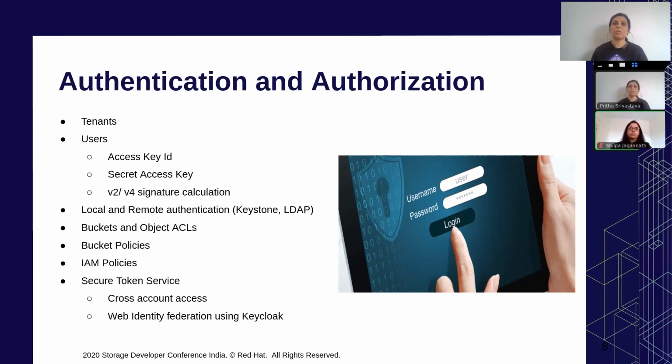So this signature calculation or authentication can happen locally inside RGW, or it can be outsourced to a remote IDP like Keystone or LDAP. So once the authentication step is completed, we move on to the authorization part. Authorization is performed using the bucket and object ACLs that are attached to buckets and objects. And then we also have the newer authorization mechanisms in place, like the bucket policies and the IAM policies.